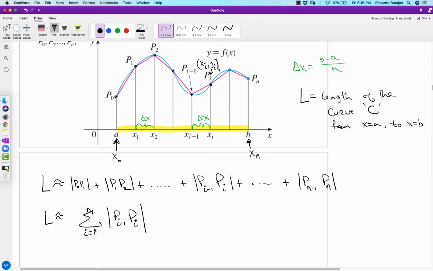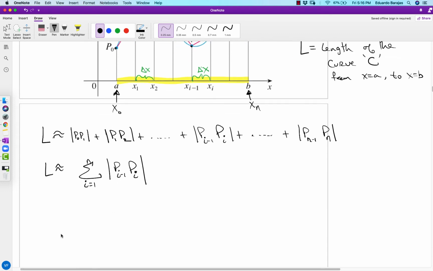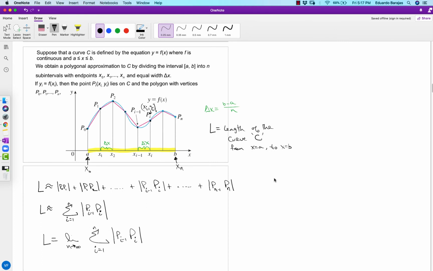Okay, well, that's a pretty good approximation, and we can get an even better approximation, in fact, an infinitely better approximation. We can say it's equal to the limit as n goes to infinity of this Riemann sum. Good, so that's where we're heading with this.